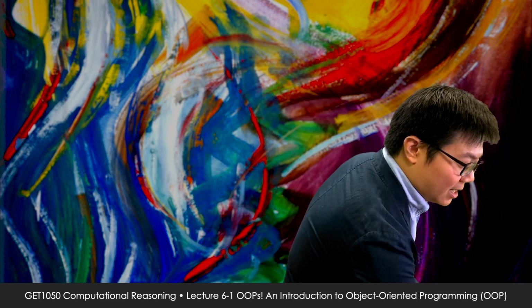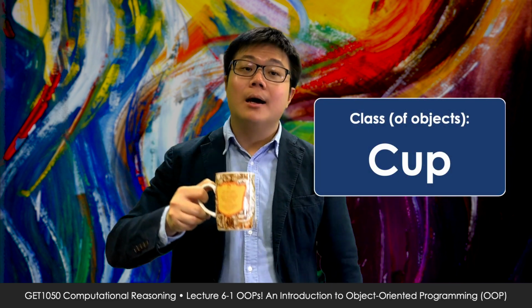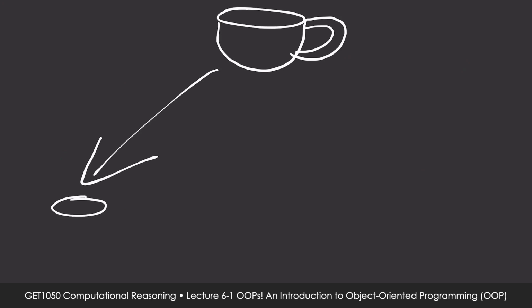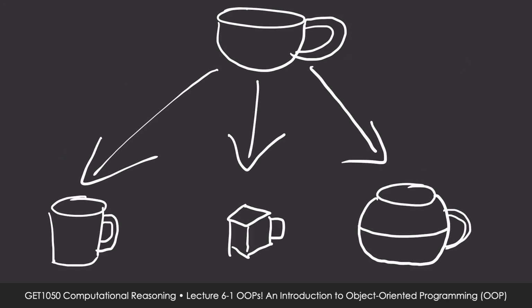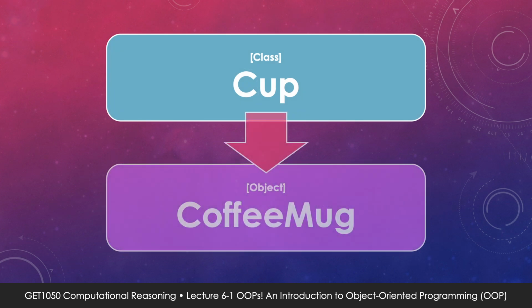Now, here's a hypothetical example to help you make sense of OOP. Consider this cup. We have cups of all kinds of shapes and sizes, but most cups are somewhat similar to each other, right? So let's say we have a class of objects called cup. A class is merely a template for creating actual cup objects. So let's create a cup object. Let's name this object coffee mug. Remember, cup is just a template.